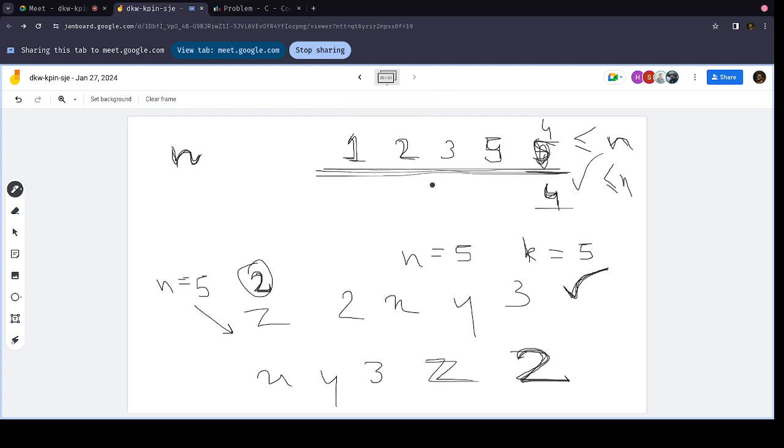So if for every unique n you have checked it, you can just safely say that okay, all the numbers in the array can be rotated.